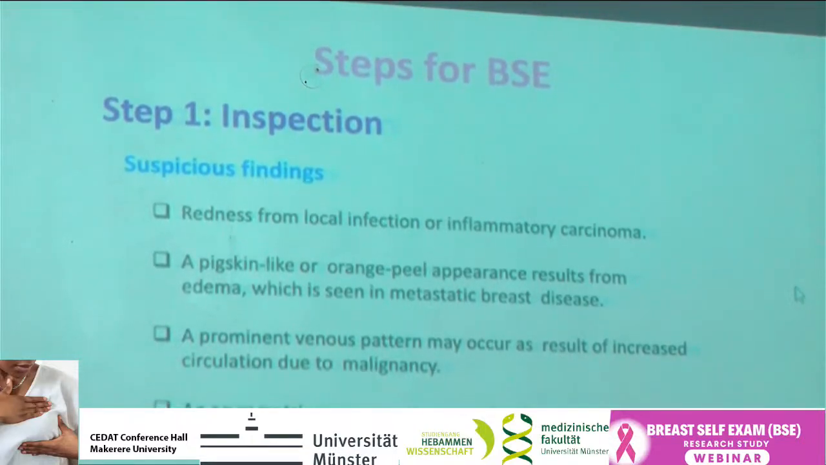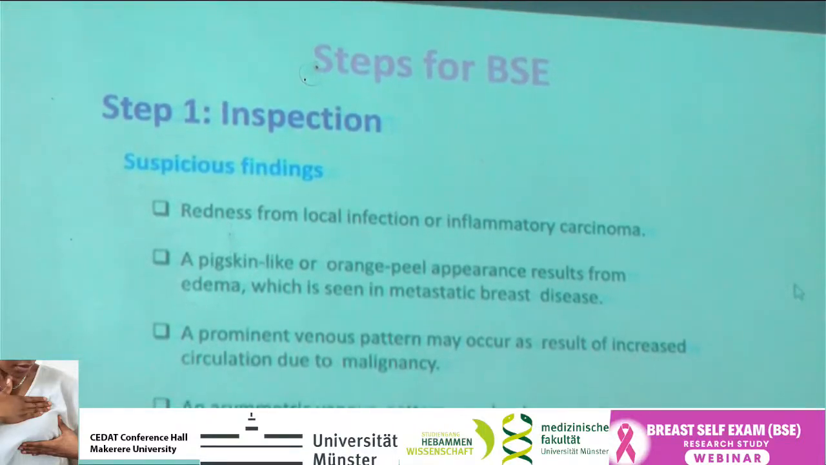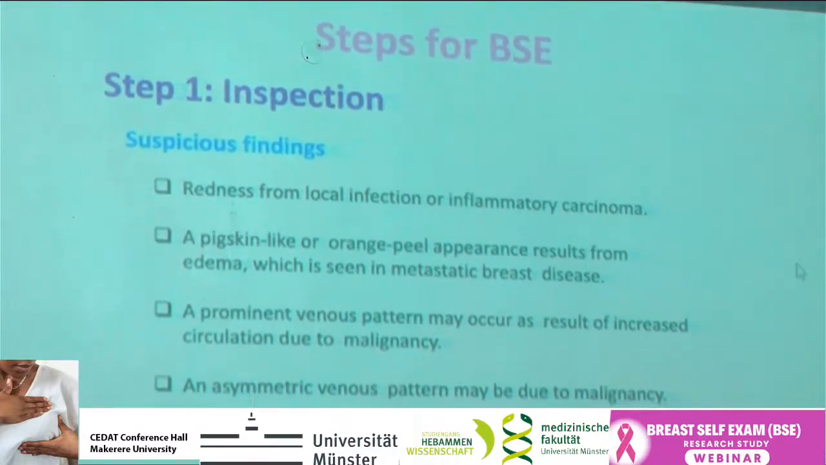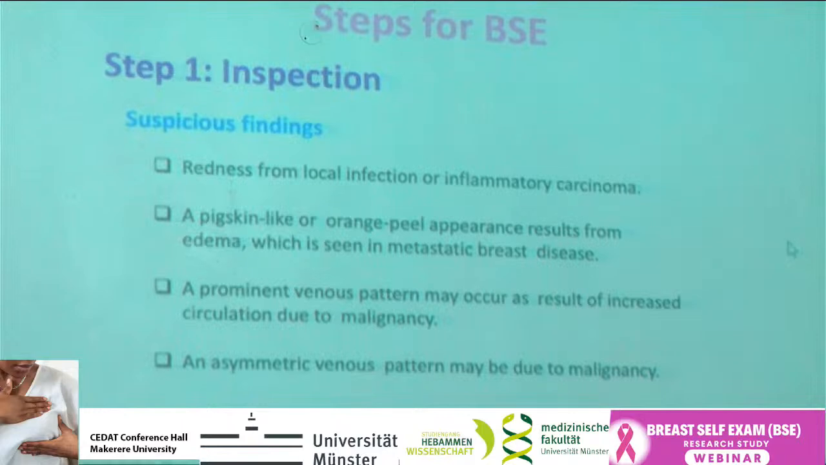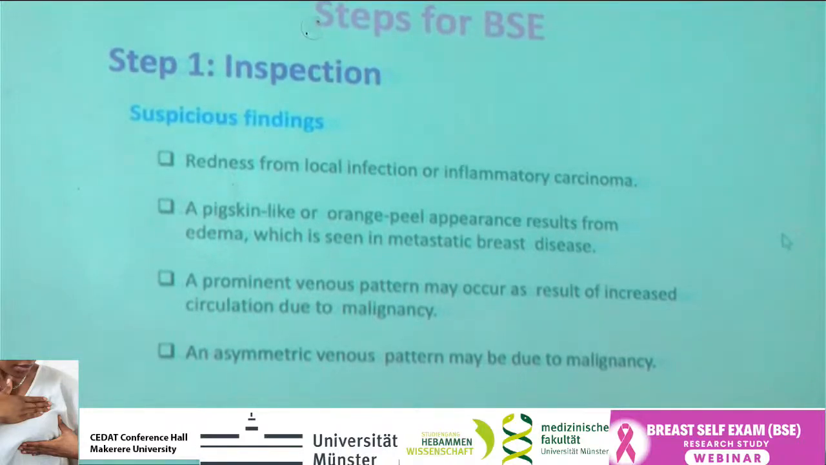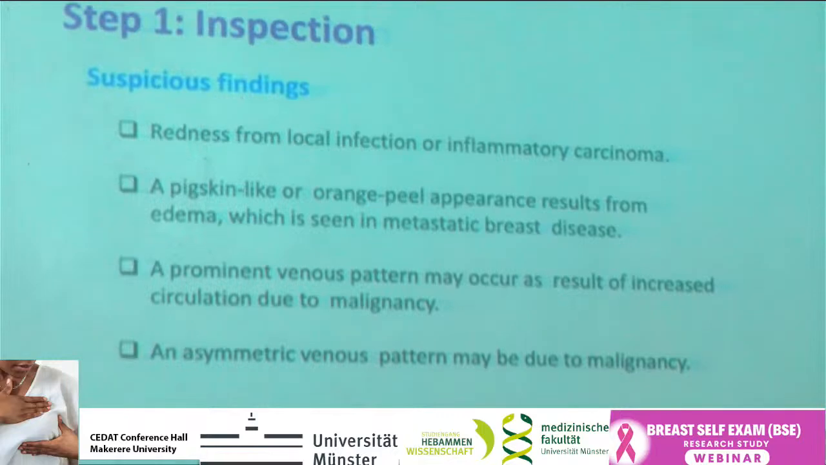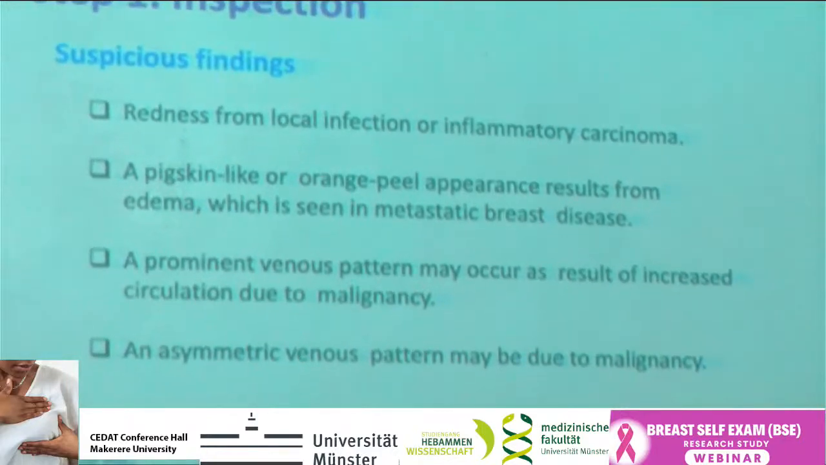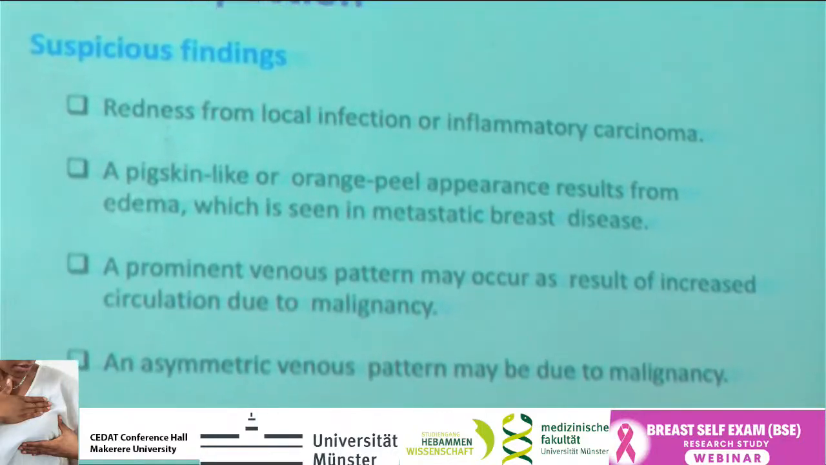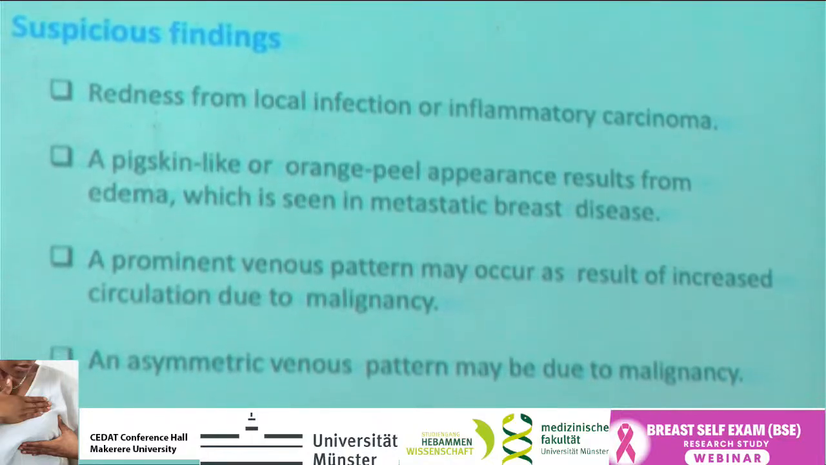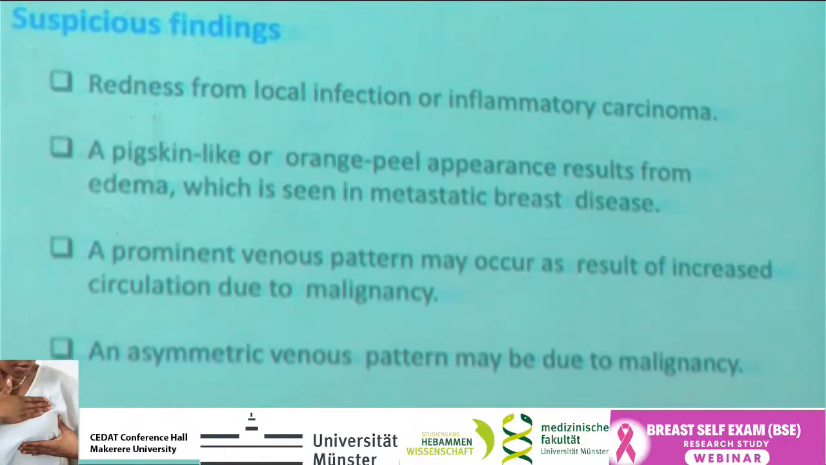And this can be seen in metastatic breast disease. A metastatic breast cancer is one where the cancer has affected other organs apart from the breast. A prominent venous pattern may occur as a result of increased saturation due to the malignancy.